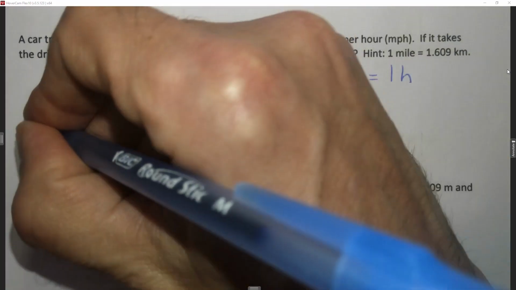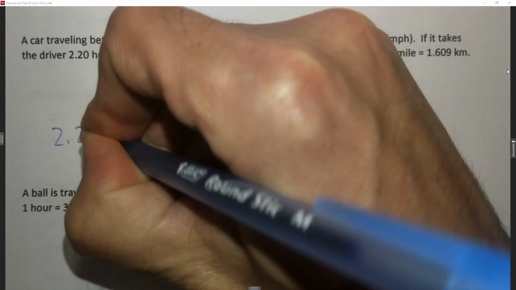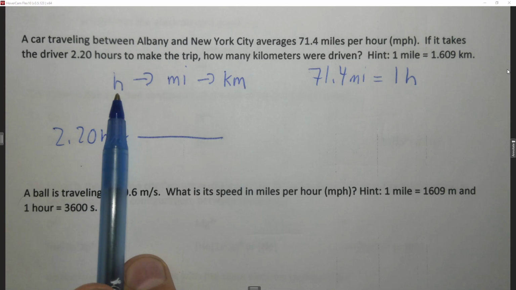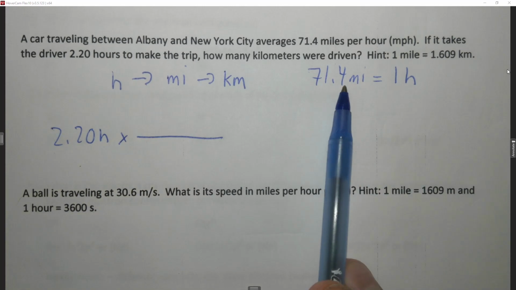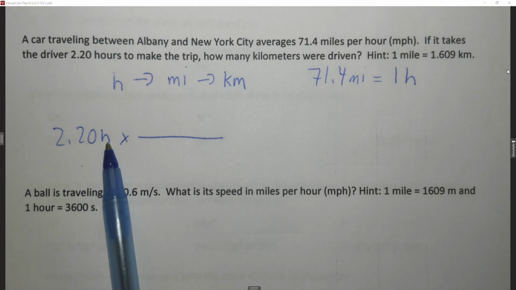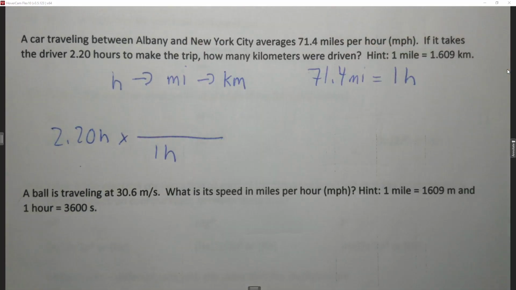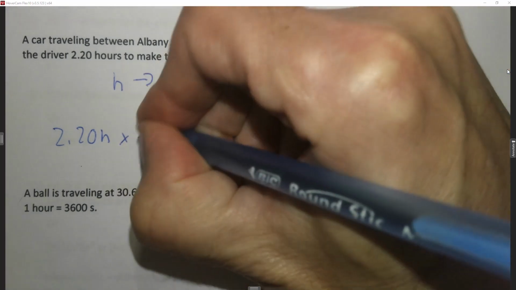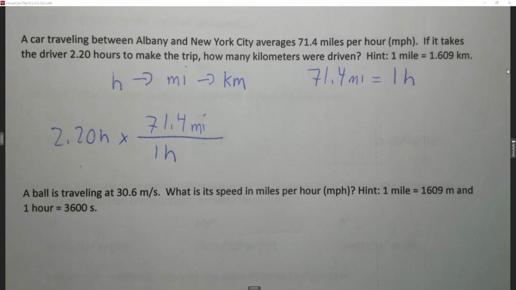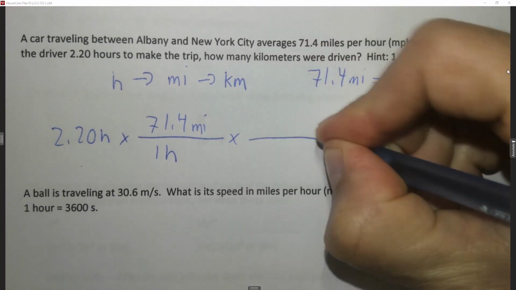Let's set it up. We have 2.20 hours times. For the first conversion between hours and miles, we want to use the relationship between miles and hours, not surprisingly. We want hours to cancel out. So where are we going to put it? We're going to put the 1 hour on the bottom. And on the top, we're going to put the other one, which is the 71.4 miles times.